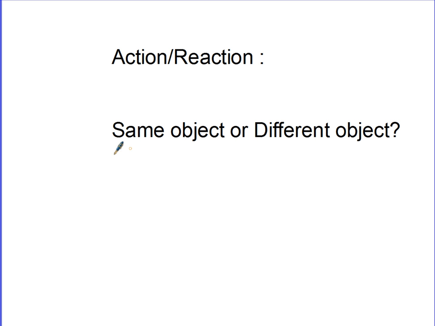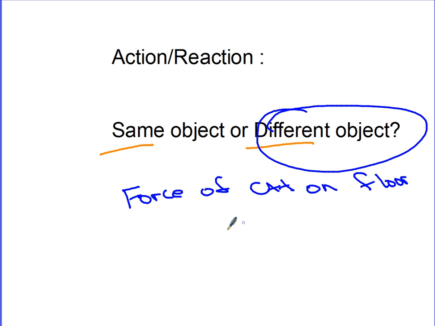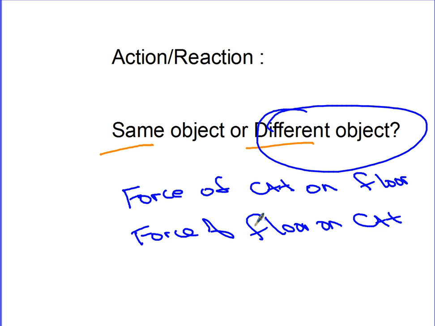Action-reaction pairs. Do the forces act on the same object or different objects? Remember, it's always different objects. So it would be the force of the cat on the floor and the force of the floor on the cat. You'll always have two objects and you switch them.